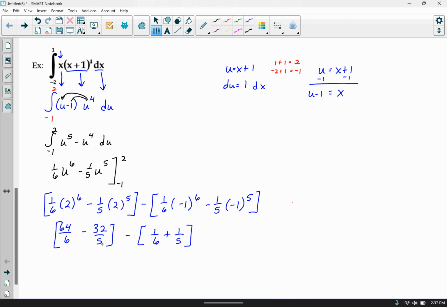All right, so then I'm going to let my calculator help me out. 64/6 minus 32 over 5 should land you at 64 over 15. Bringing down this minus sign, 1/6 plus 1/5 should get you 11 over 30. Subtract here. Final answer then, 39 over 10.